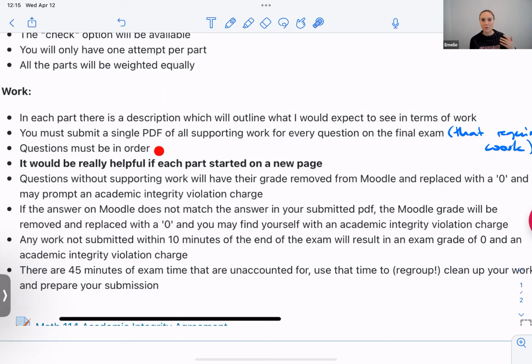So if you could put the questions in order in your written work, a nice way to do that is if you start each part on a new page.